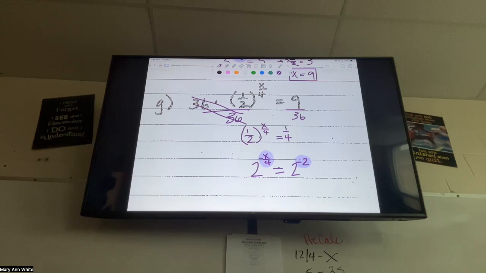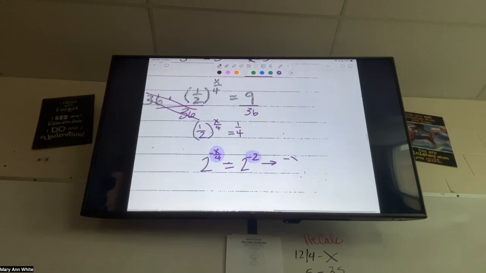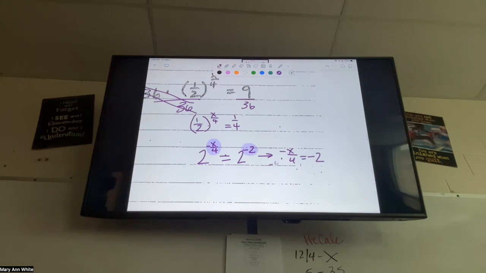Now, since the bases are the same, we can set our exponents equal to each other. Negative x over 4 equals -2. And we'll just multiply by -4 on both sides. So I get x equals 8.